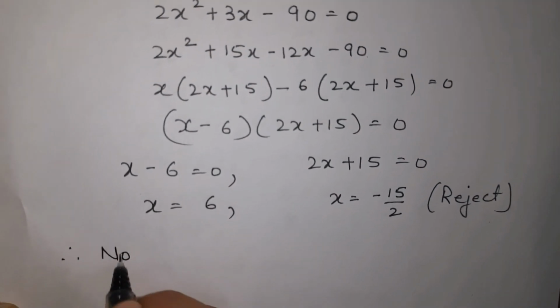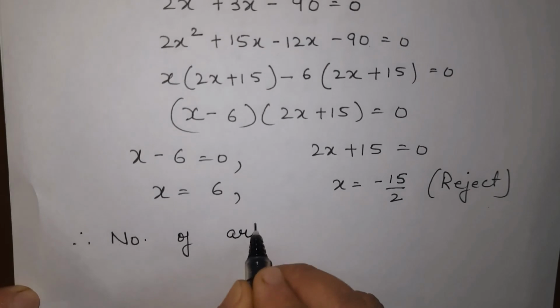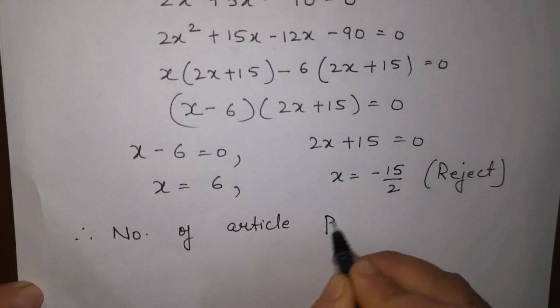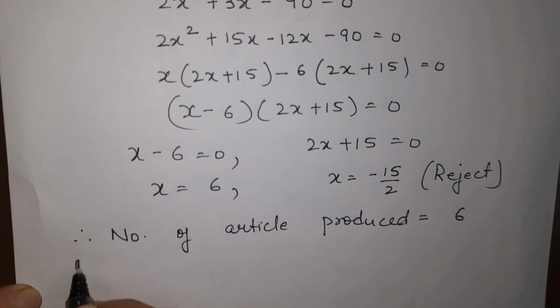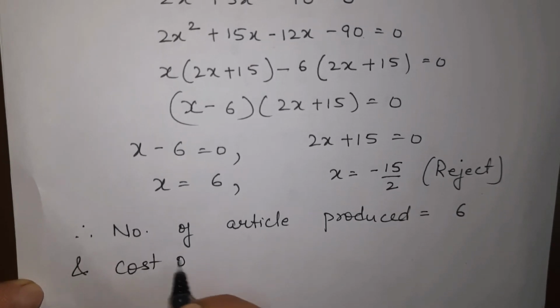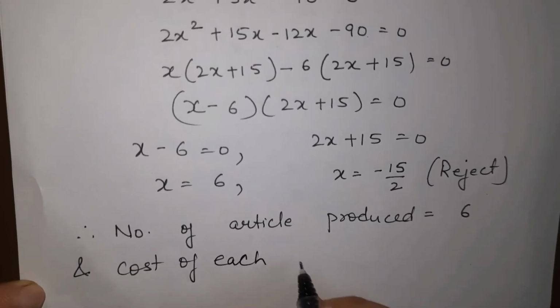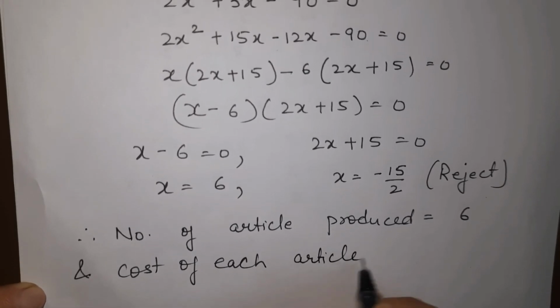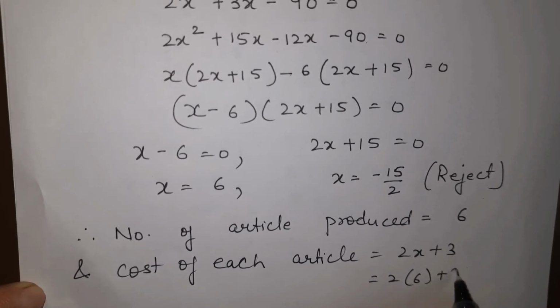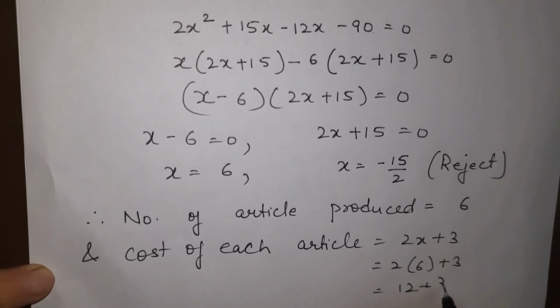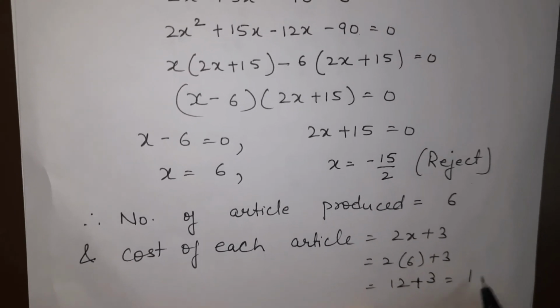Therefore, number of articles produced will be equal to 6 and cost of each article will be equal to 2x plus 3, that is 2 into 6 plus 3, that is 12 plus 3, and the answer will be 15.